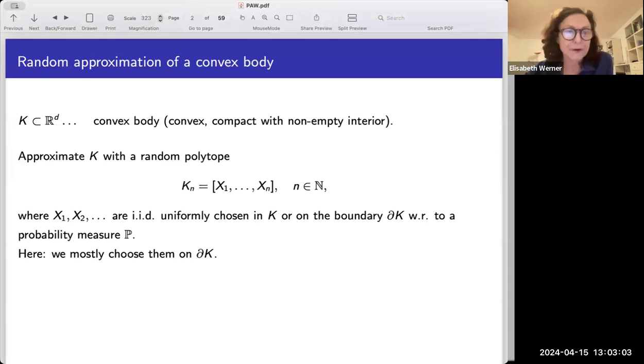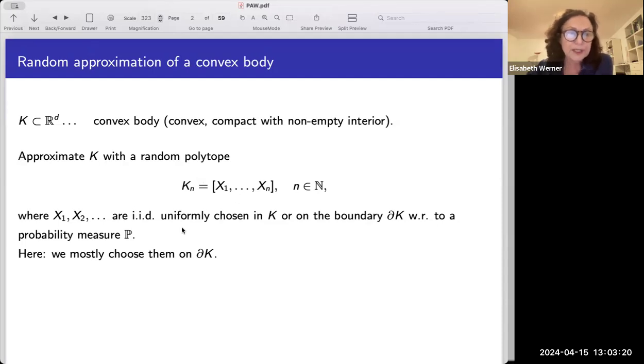So the setup is as follows. We are dealing with a convex body in R^d, that is a convex compact subset of R^d with non-empty interior. And we want to approximate K with a random polytope. So what do I mean by a random polytope?